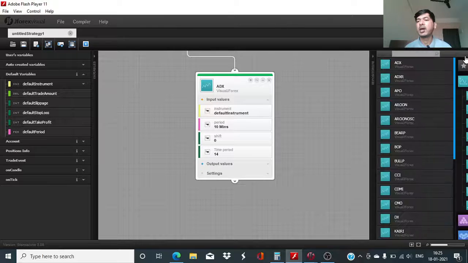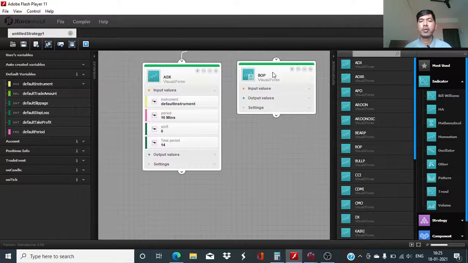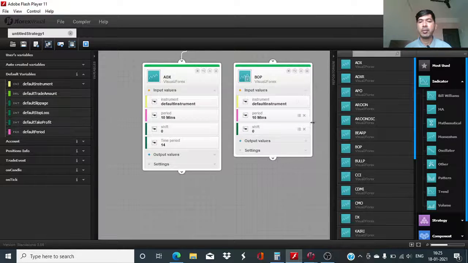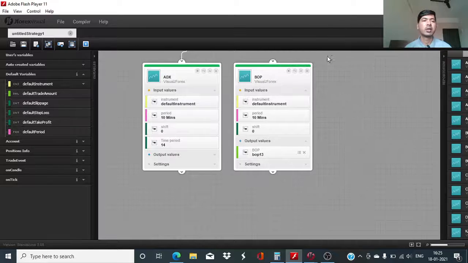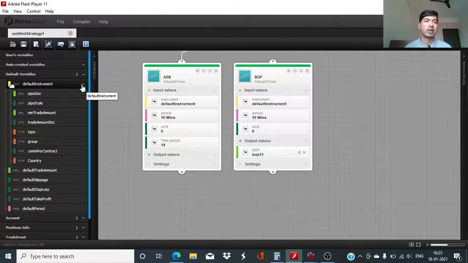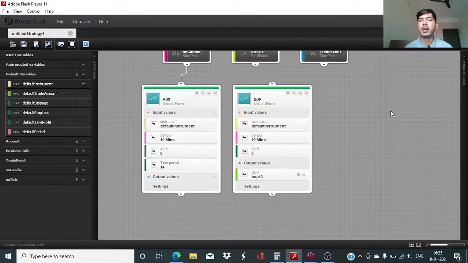If we take any other indicator, then also the default value will be the same. Here also in this indicator we have the default instrument as the Euro USD and the default period is 10 minutes. Suppose if I want to change it, I can change that, and once you change its value, the same will be available to us in all other indicators.